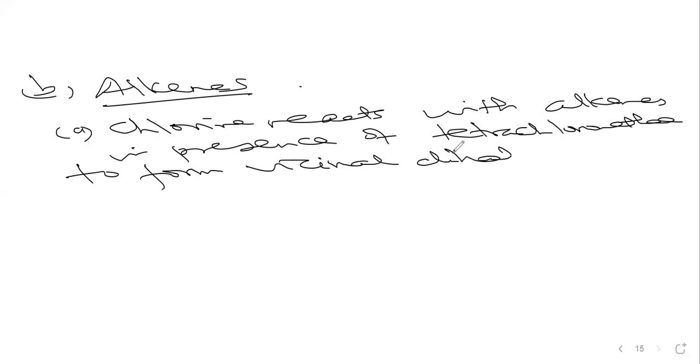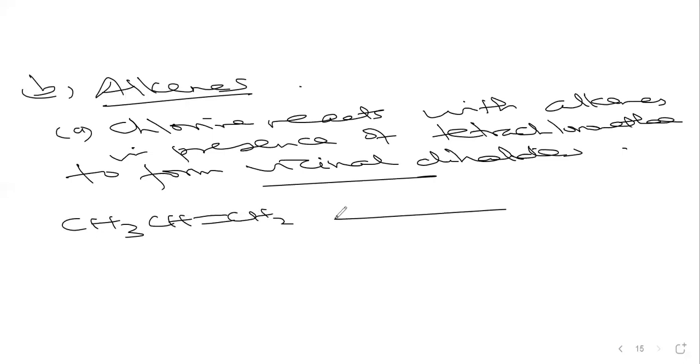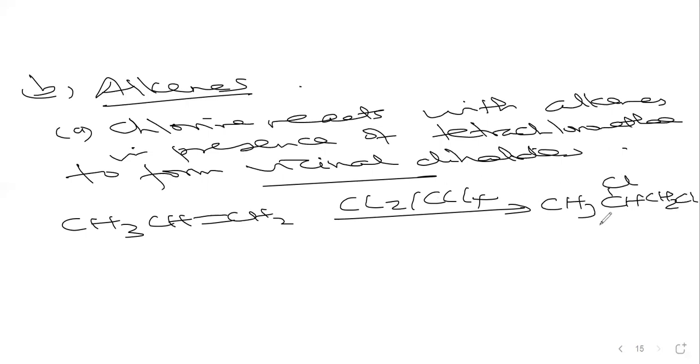Can I look at an example? Why not? So if I have an alkene like propene, I react it with chlorine in the presence of carbon tetrachloride. We saw this reaction when we were looking at alkenes. I'll form this product here, CH3CHClCH2Cl. This is what we call a vicinal dihalide called 1,2-dichloropropane.